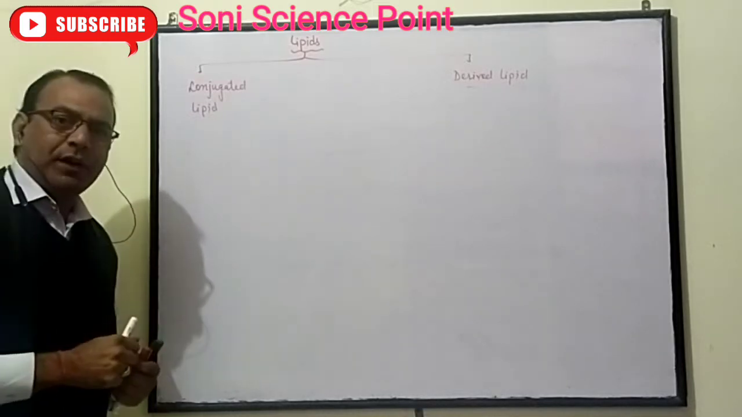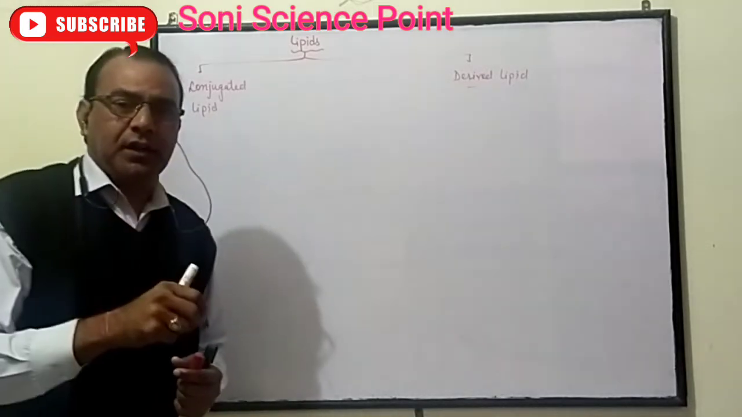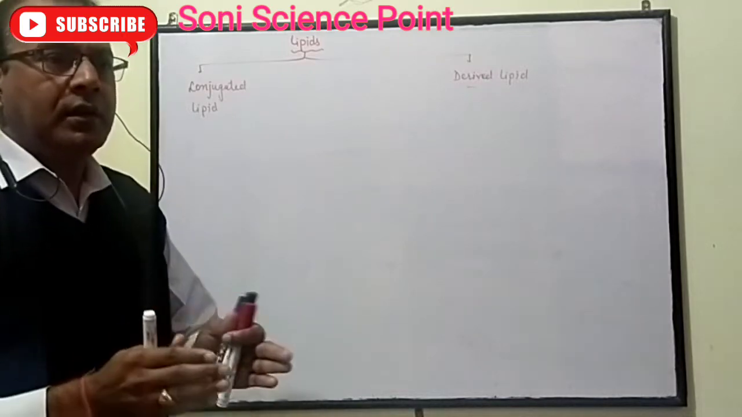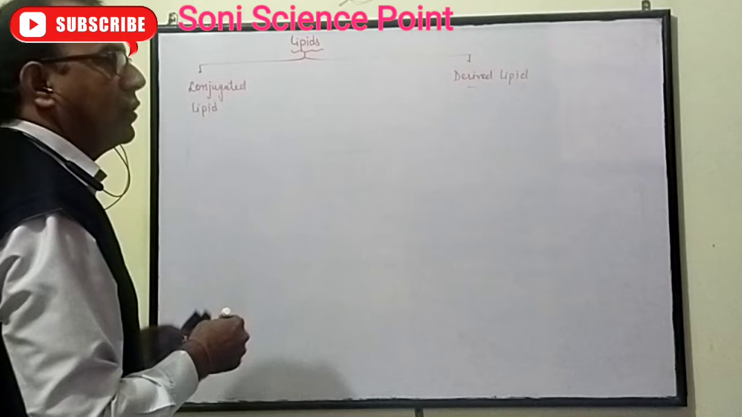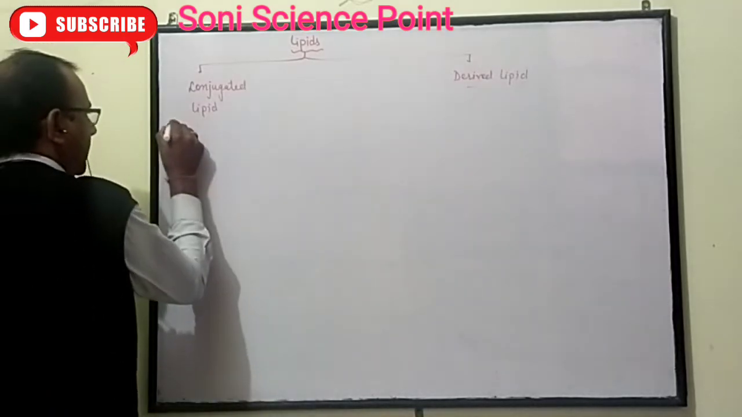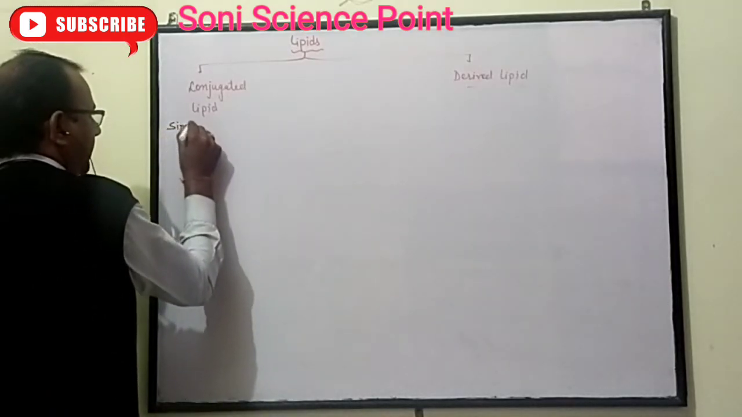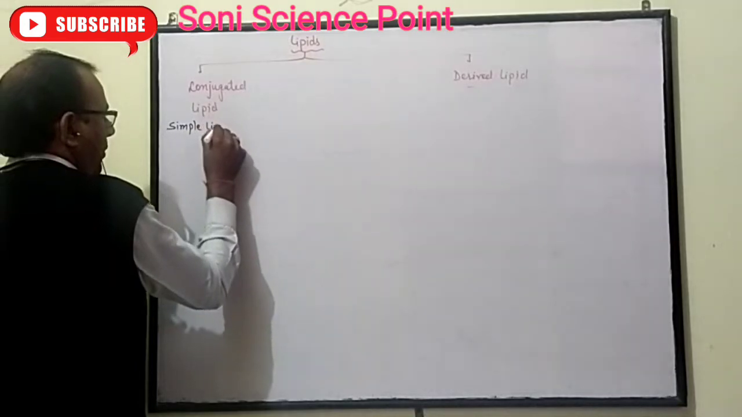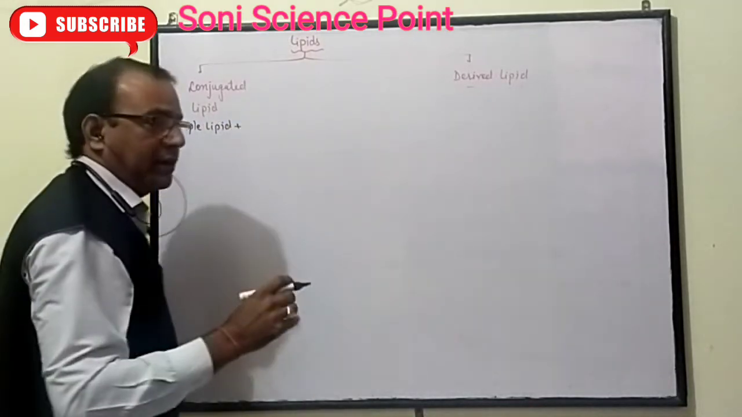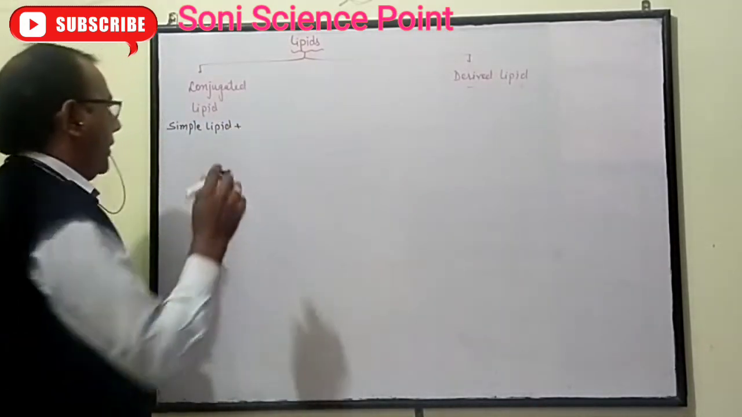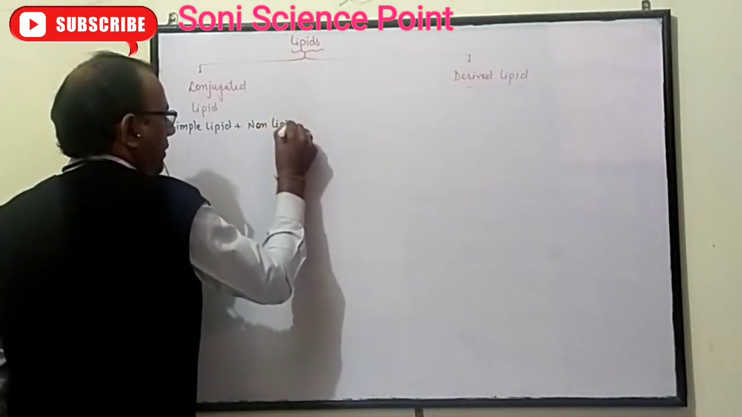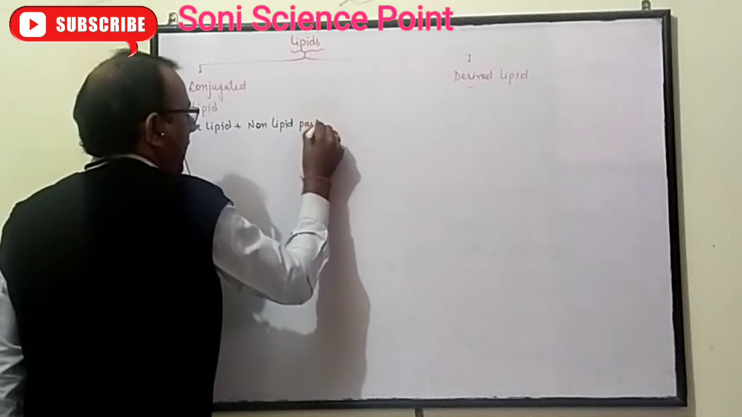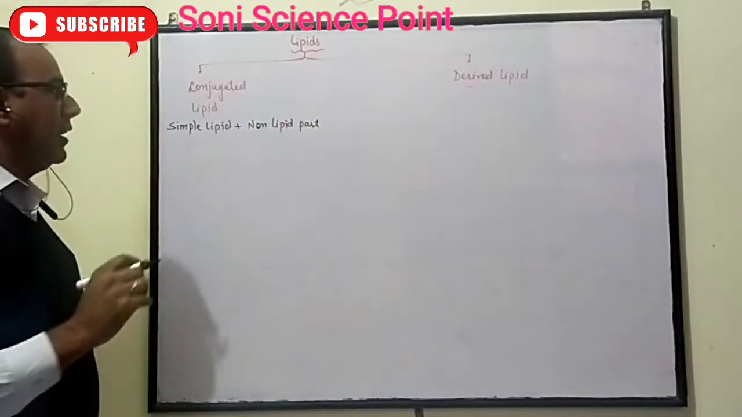What do you mean by conjugated lipid? The lipid which contains simple lipid with another part, a non-lipid part, is called conjugated lipid. It means it contains simple lipid plus another part, the non-lipid part. That lipid is called conjugated lipid.